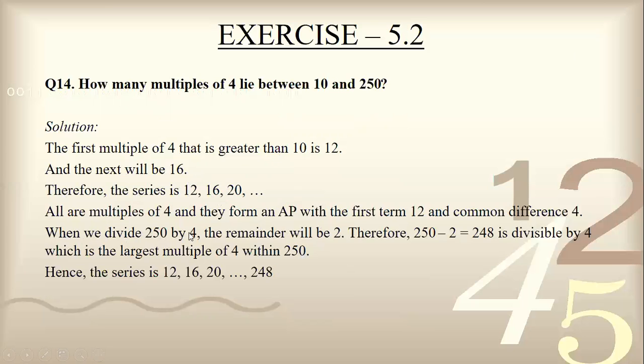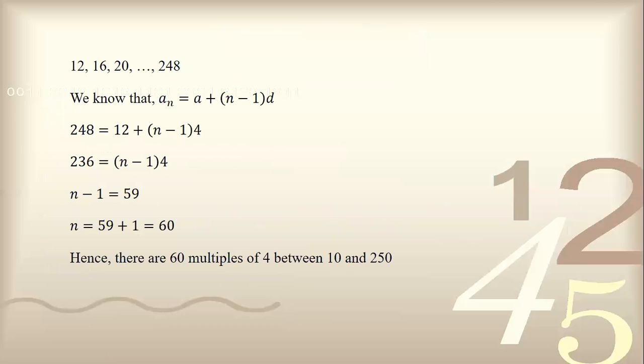When we divide 250 by 4, the remainder is 2. So we subtract that from 250. 248 is the largest multiple of 4 within 250. So our series is 12, 16, 20, and so on till 248. Now we have an as 248, a as 12, d as 4, and n we have to find. So substituting, we get n minus 1 is 59, so n is 60. So totally, there are 60 numbers which are multiples of 4 between 10 and 250.